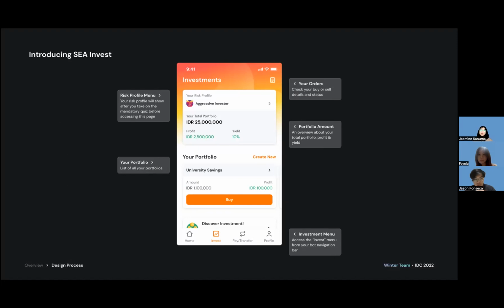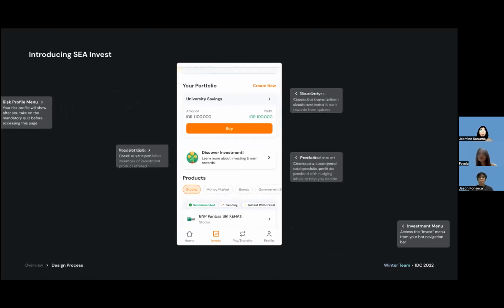solution, and this is the Invest main page, consisting of order menu in the top right page to check your transaction history, risk profile section afterwards showing what type of investor you are, and below that is an overview of your entire portfolio information and portfolio list.